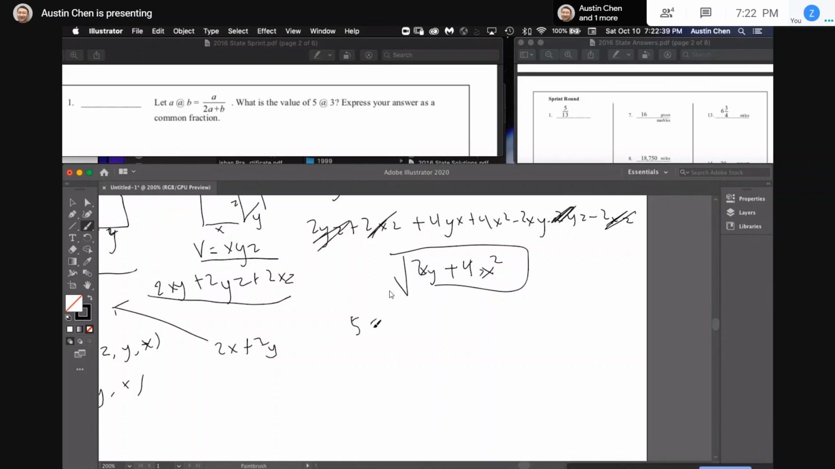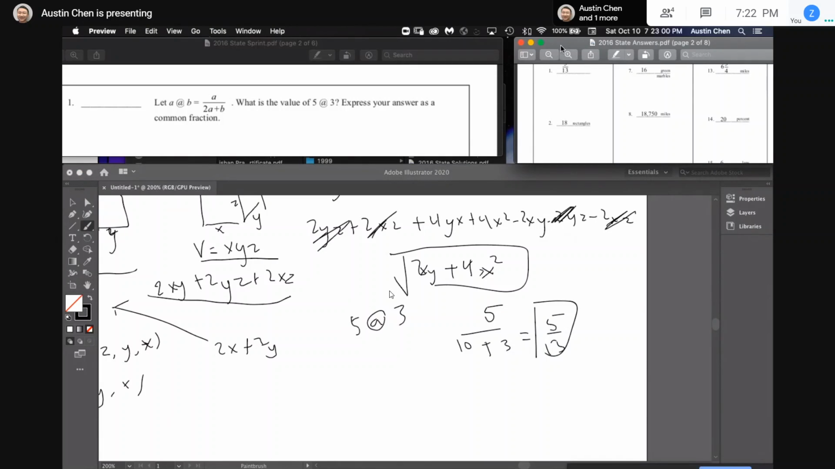So if we have 5 @ 3, it's going to be saying 5 is our a and 3 is our b. So we just plug that in, right? So we're going to have 5 over 10 plus 3. So that's going to be 5/13. So that's our answer. Pretty easy. I'm just going to move on here.